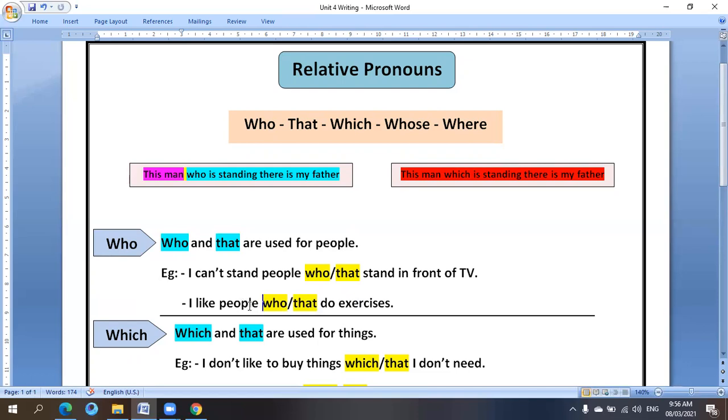I cannot say people do exercise, people doing exercise who I like. No, I cannot say that. Okay? I am describing people. أنا بوصف الناس people يبقى آتي بجملة الصفة على طول مباشرة بعد هذا الاسم. Okay? So I like people who do or that do exercise. So that is the first one. Who and that are used for people. What else?